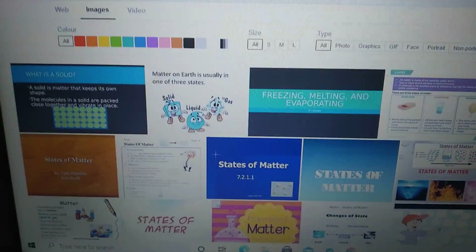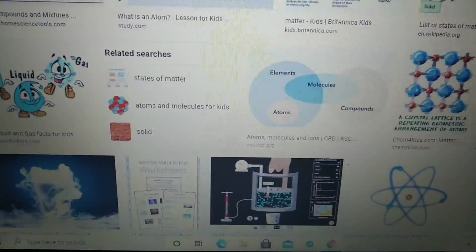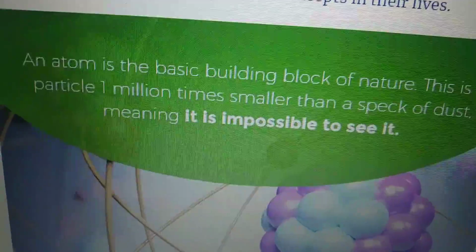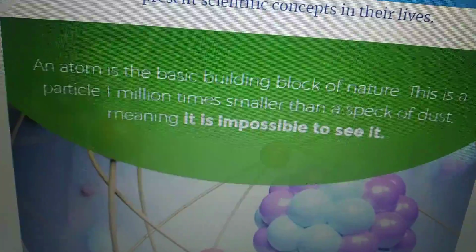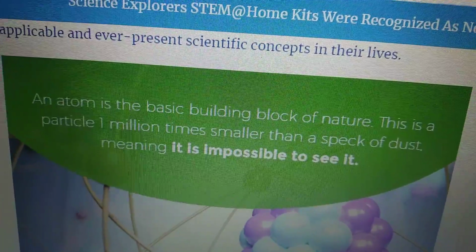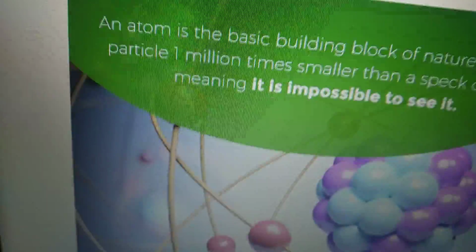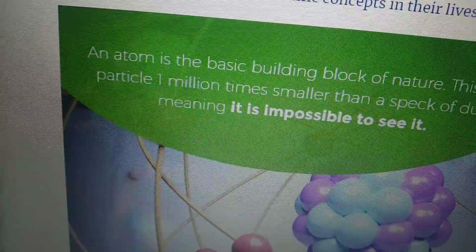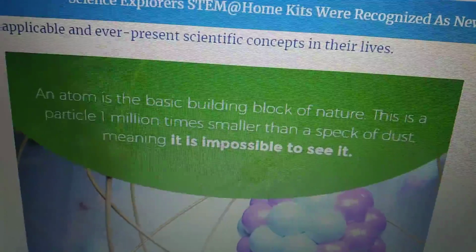When we discuss what atoms and molecules are, we have discussed this in 4th class also. Let's recap. What are atoms? Atoms are the basic building blocks of nature. They are particles one million times smaller than a speck of dust. You can't see the dust in the air, so such very tiny particles cannot be seen with our naked eyes. Those particles are known as atoms.